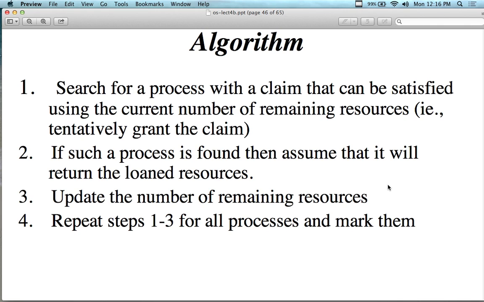So here's the way the algorithm works. It's the banker's algorithm. Naturally, you probably have figured out why they call it a banker's algorithm. It kind of applies towards things outside of banking, though.